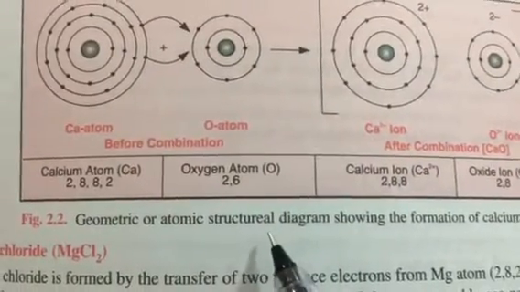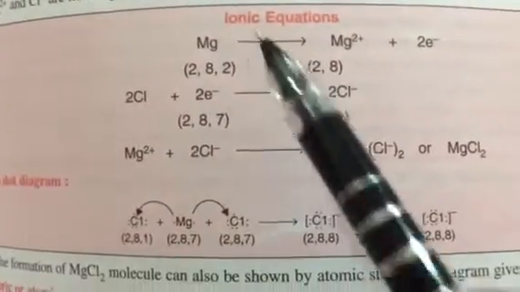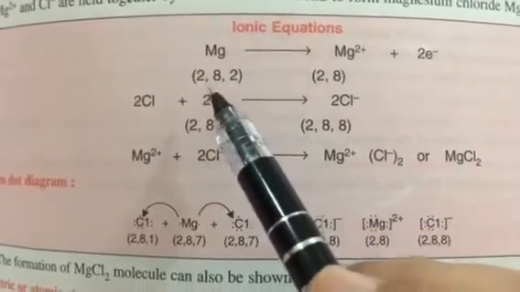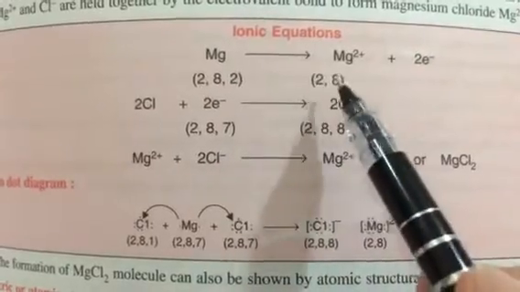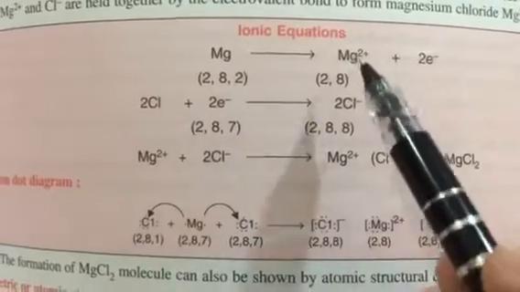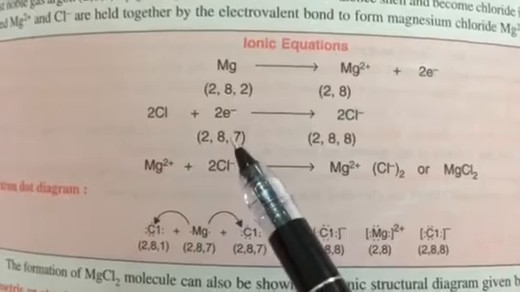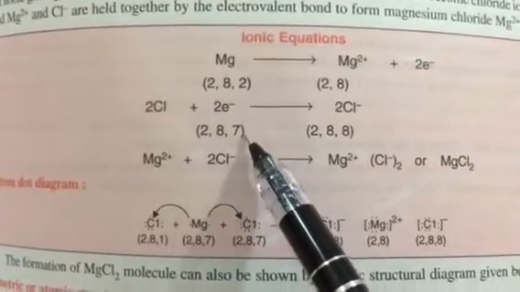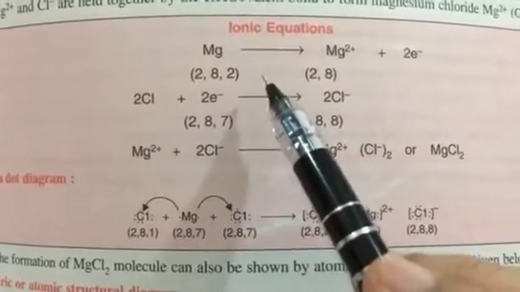Next example we can have is of magnesium chloride. In magnesium chloride, please understand, the electronic configuration of the magnesium atom is 2, 8, 2. By losing 2 electrons, it gets converted into Mg2+. Hence, from 2, 8, 2, it moves to 2, 8. On the other hand, one chlorine atom at a particular point of time needs only one electron to complete its octet. But magnesium tends to lose 2 electrons.